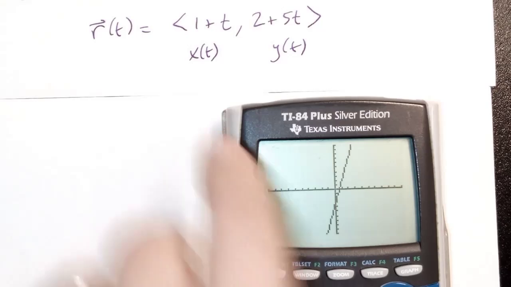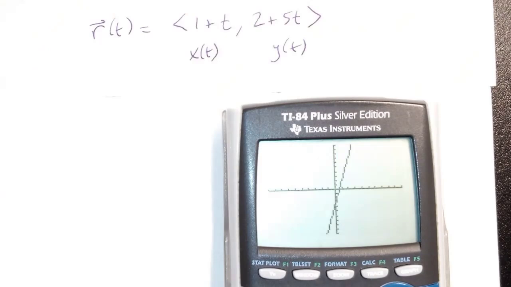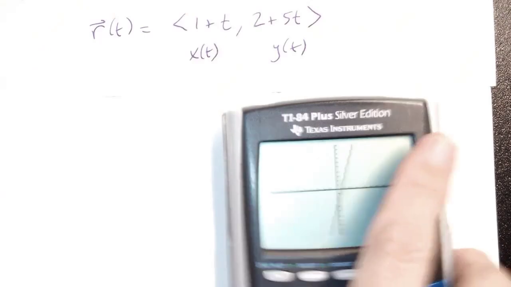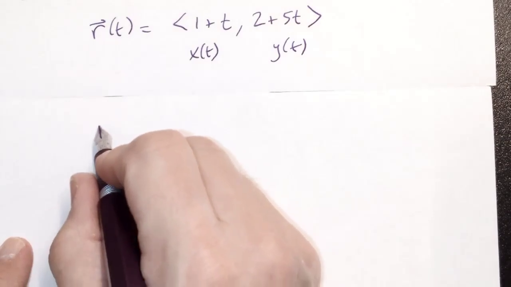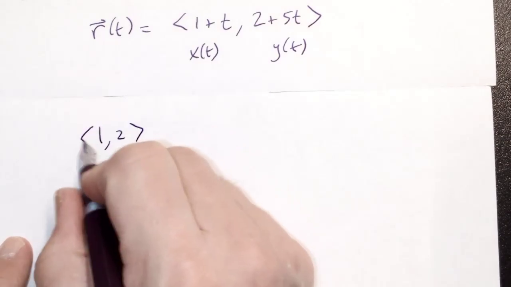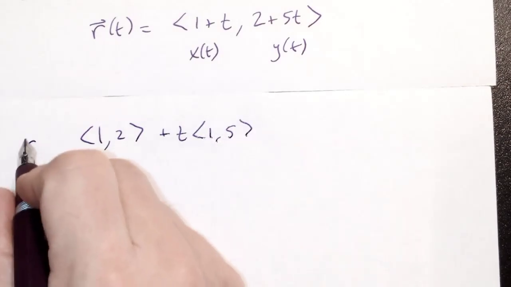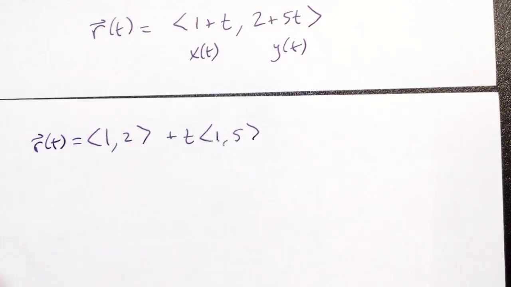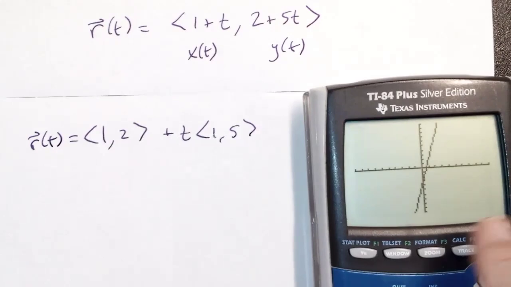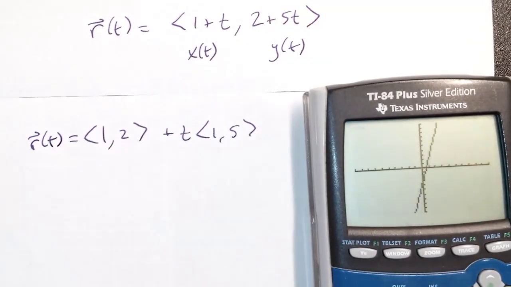The t part. Change in 1, change in 5. So if I were to break this up and write it the way our other linear equations went, I could write this as 1, 2 plus t times 1, 5. So there's my slope and there's my point. I don't know what the intercept is, but I know it goes through the point 1, 2. And there's the point 1, 2 right there.